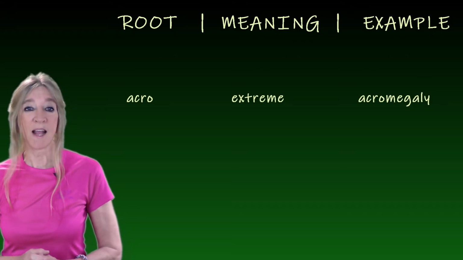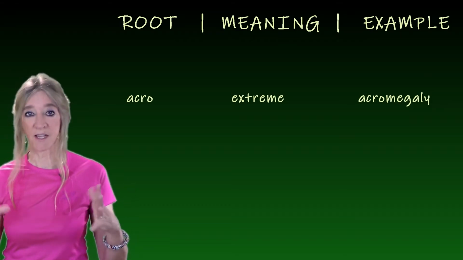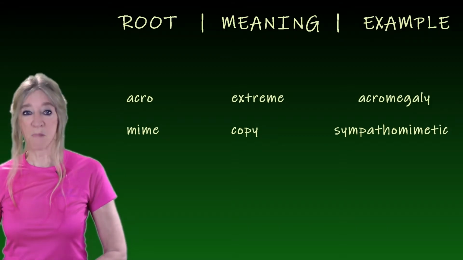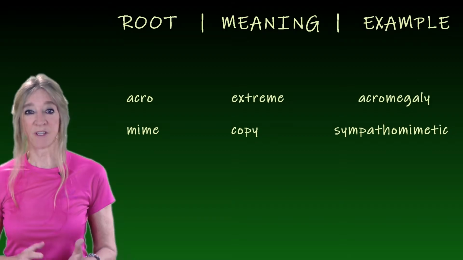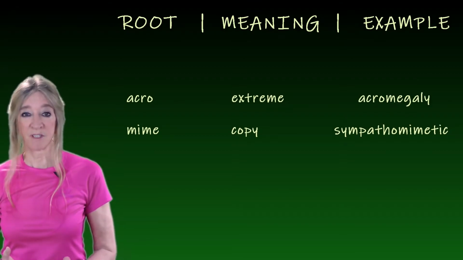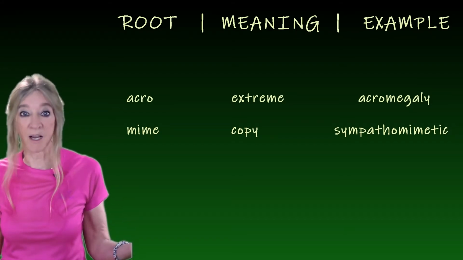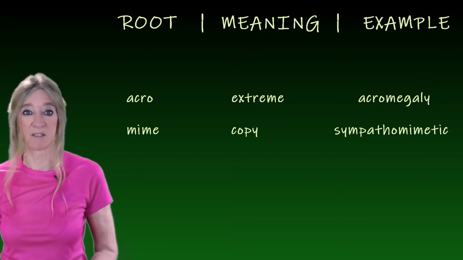An example, acromegaly is enlargement, excessive enlargement of the extremities, the hands or feet, and parts of the face. The next root, mime, meaning copy. An example, sympathomimetic, which is an agent that acts like or mimes the sympathetic nerve system. And of course, there's any number of everyday words using that root mime, such as mime, a person, an artist who copies human actions, or mimic, to copy.